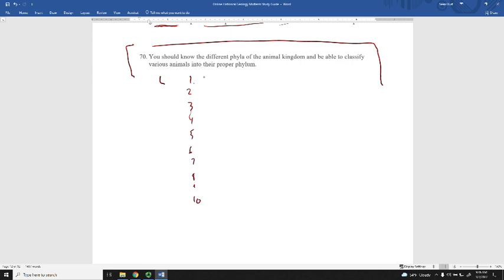Okay, and you should know a little bit about how to start classifying animals. This is going to become very important as we start moving through geologic history and life history. So you have to know these things. Some of these are more important than others.